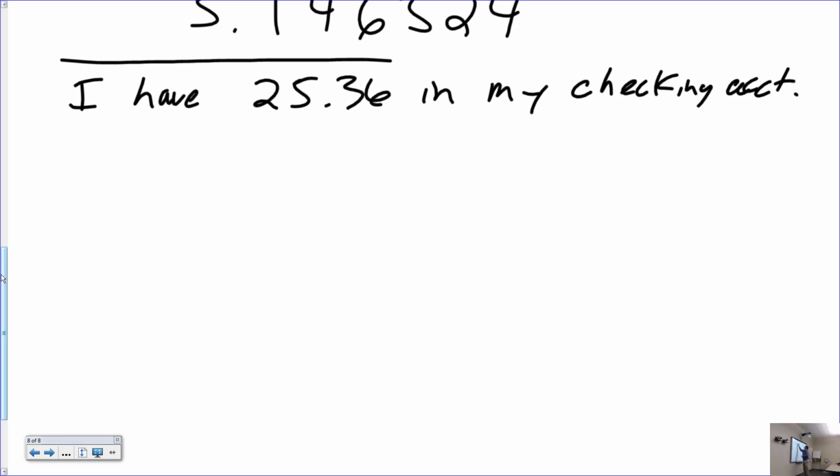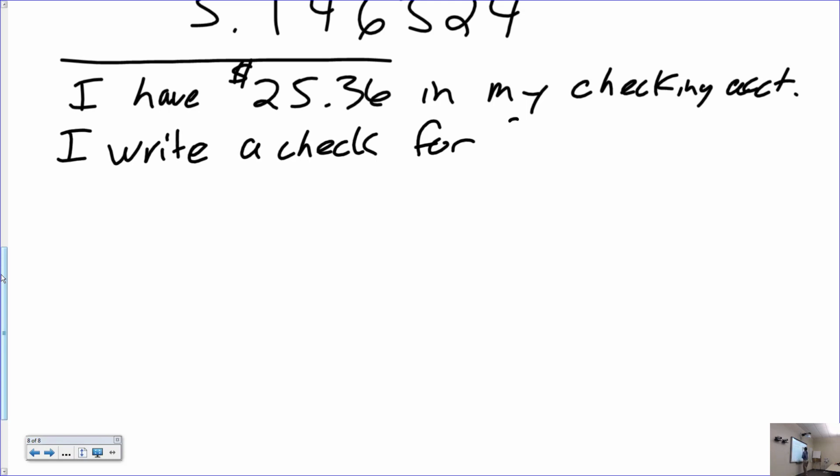I have $25.36 in my checking account. I write a check for $31.13. Suppose I have forgiveness on my particular checking account that will allow me to have negative balances.